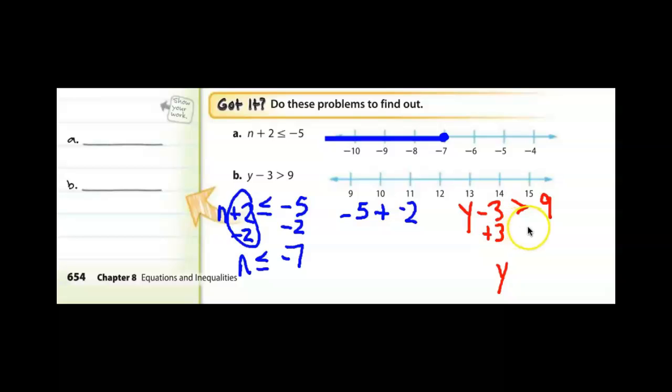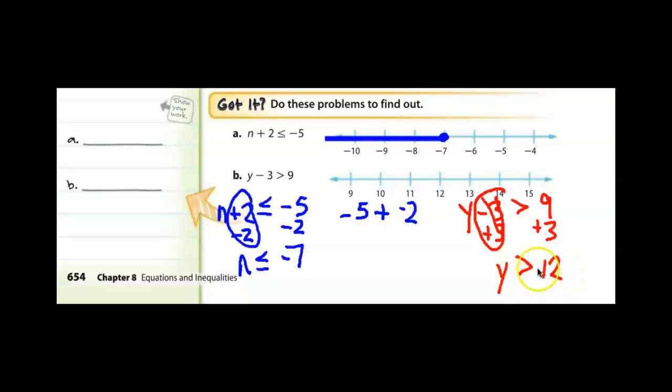If I add 3 to this side, that creates a 0 pair. Then I have to add 3 to this side. 9 plus 3 is what number? I got the first part of it for you. Answer it for me. The answer is 12. Then we're just going to bring down the symbol. So y has got to be greater than 12.